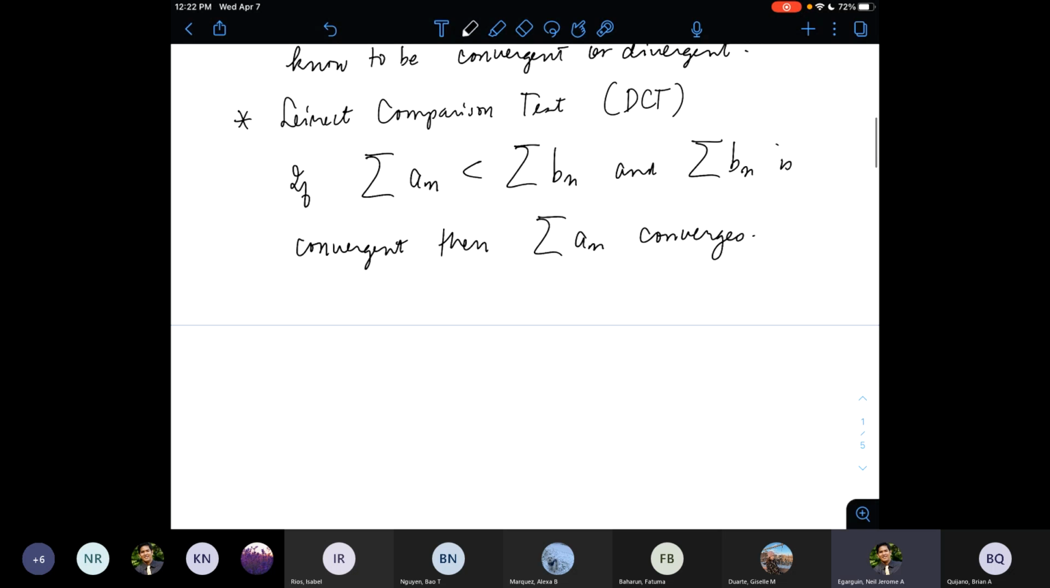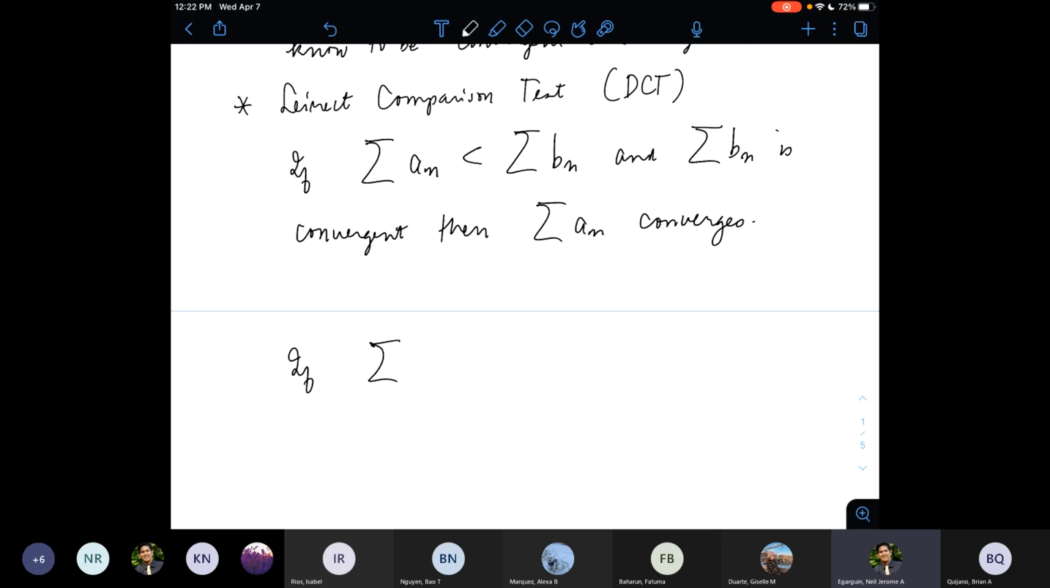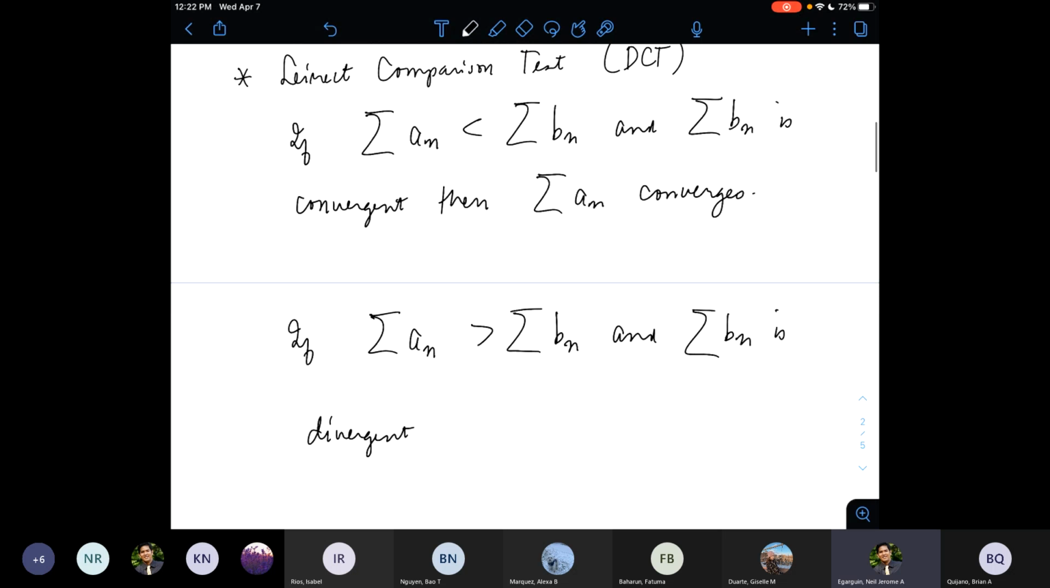On the other hand, if your given series happens to be larger than your testing series, and the testing series is divergent, okay? Again, what's the layman's interpretation for divergence? That means Bn is infinite, right? If it's infinite, and your given series is larger than that, so that means this must also be infinite. And so we can conclude that the given series diverges.